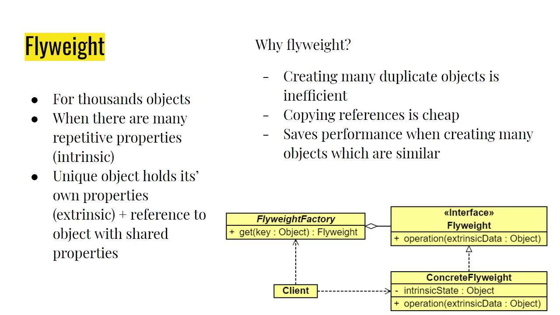So concrete Flyweight shares intrinsic state between each other. And that's what Flyweight is all about. Intrinsic state being shared and extrinsic state being created, unique, and carried by a Flyweight. Intrinsic state is common, extrinsic state is unique, per Flyweight.